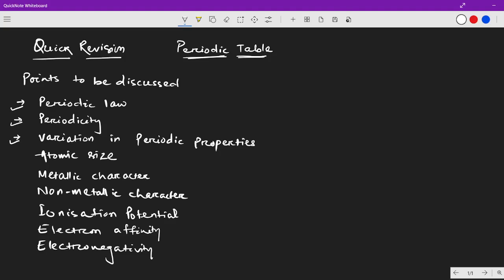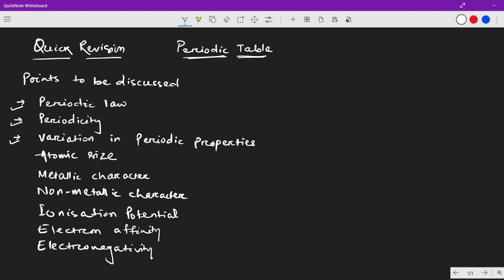Hello students. So this is all about the quick revision of the periodic table, as the tentative timetable for the ICSE Class 10 exam has been revealed. So I'm going to discuss these quick revision classes for each of the chapters of your Class 10 ICSE chemistry. We are going to start with the periodic table, that is, the modern periodic table.